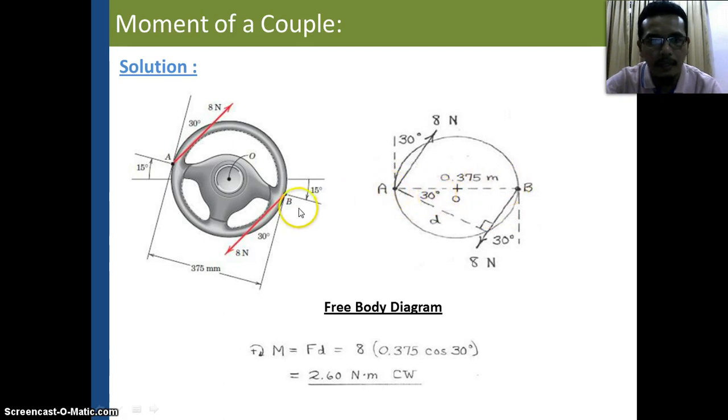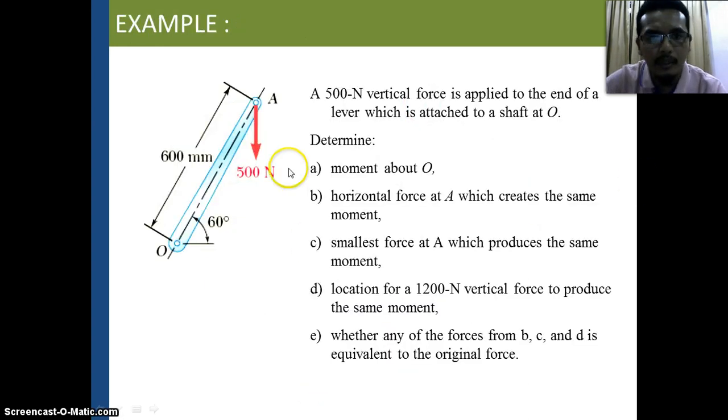We have the angle theta here, and the angle theta is equal to the angle theta here. So we can find this D by using 0.375 multiplied by cos 30. So we will get the D. Then we have 8 Newton multiplied by this D, which is 8 multiplied by 0.375 multiplied by cos 30, equal to 2.60 Newton meter clockwise. Okay, so now we have another example.